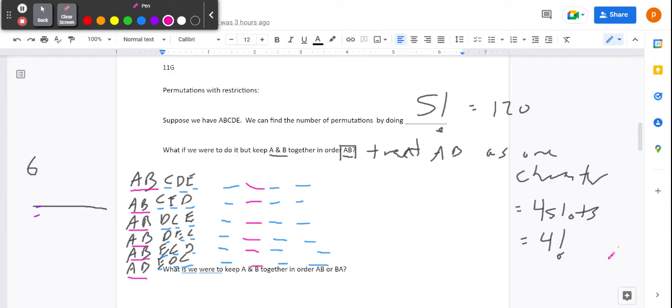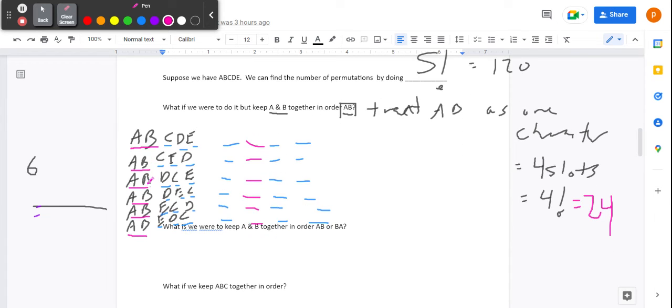So we end up with 4 slots again. So 4 factorial is 24. Now that's if AB stays in order of AB. If A and B stay together and they're always in the order A then B, then there's going to be 24, 4 factorial.